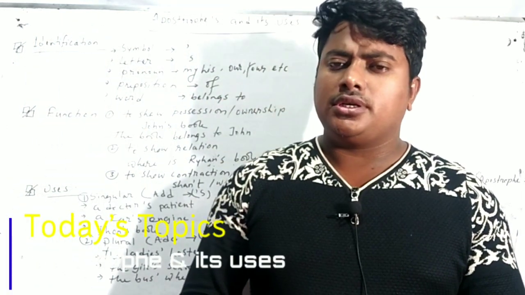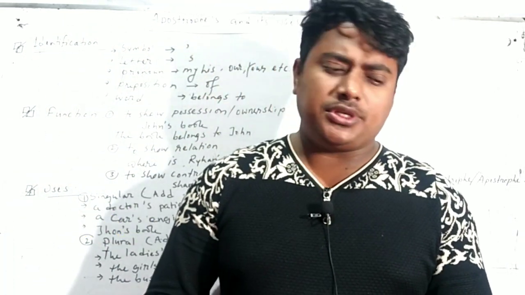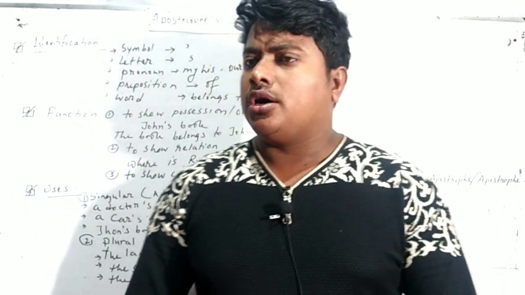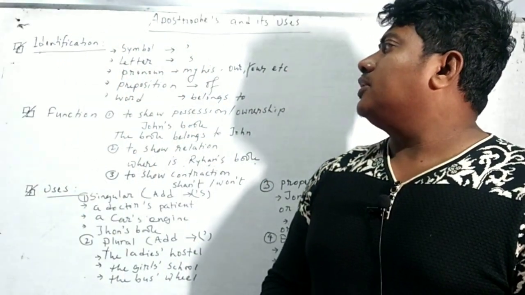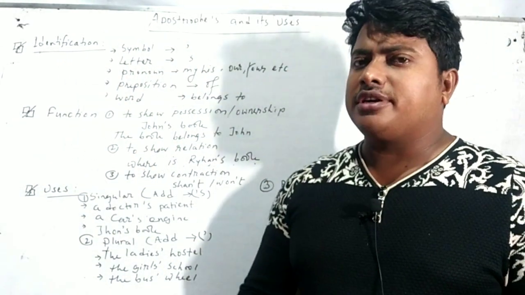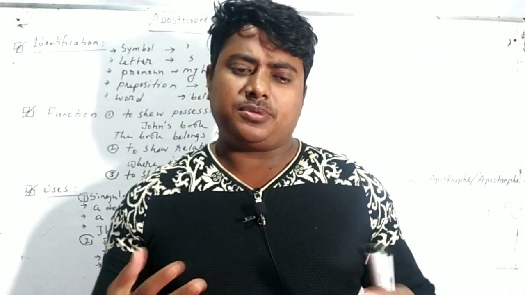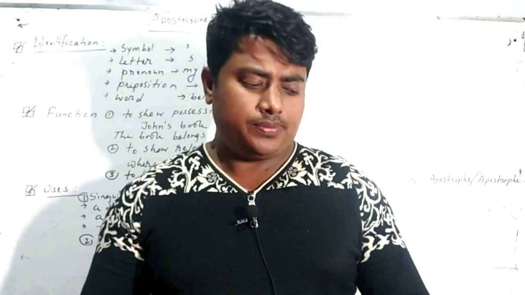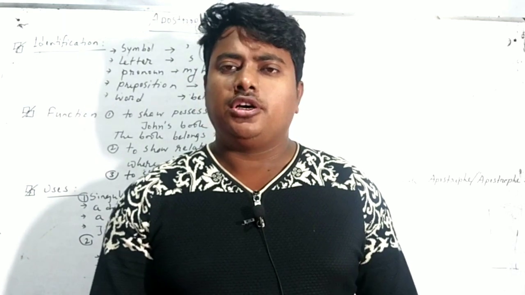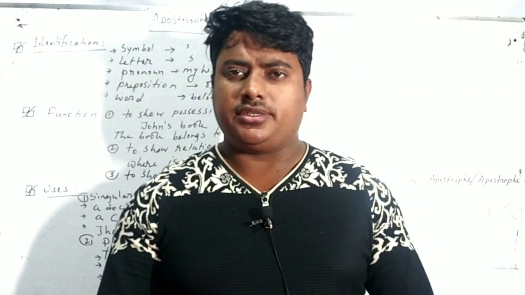It is apostrophe and its uses. In English grammar, apostrophe is known as possessive pronoun or possessive noun. However, what is apostrophe? We know apostrophe can be of different types. It is expressed by a symbol, by S, by pronoun or preposition. Its work is for relation to ownership or possessions, etc.